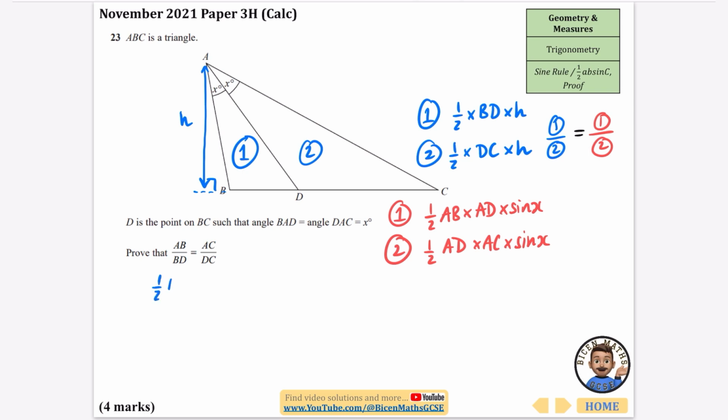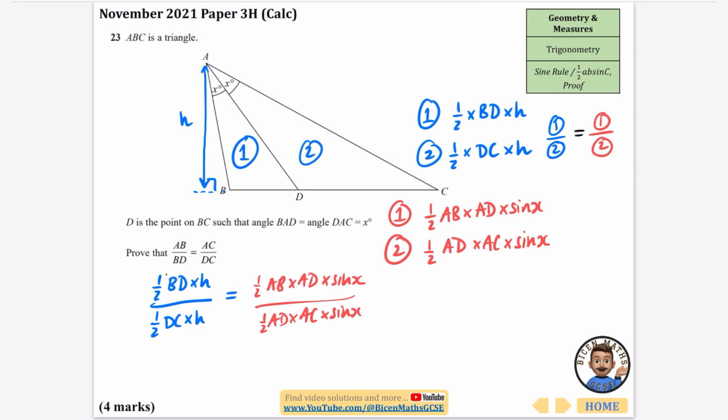I'm going to say that my half BD multiplied by h divided by my half DC multiplied by h must be equal to, and this part's in red, my half AB times AD sine x divided by my half AD multiplied by AC multiplied by sine x. Now the good thing about this is the half here and here will cancel, the height here and here will cancel, the half here and here will cancel, the sine x will cancel, and the AD will cancel, which leaves us with BD over DC equals AB over AC, which is actually very close to what we've got here.